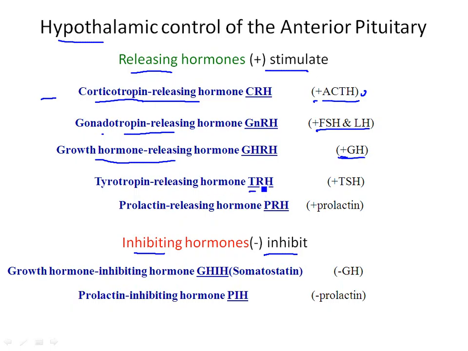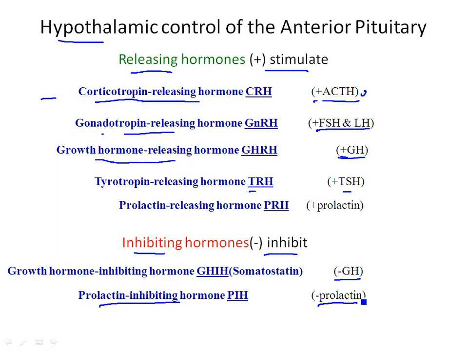Thyrotropin-releasing hormone, known as TRH, causes the release of TSH by the anterior pituitary. And prolactin-releasing hormone causes the release of prolactin by the anterior pituitary. Now, if the hypothalamus releases GHIH, which is growth hormone inhibiting hormone, then you inhibit the release of growth hormone by the anterior pituitary. If the hypothalamus releases prolactin inhibiting hormone, then you reduce or stop the release of prolactin by the anterior pituitary.